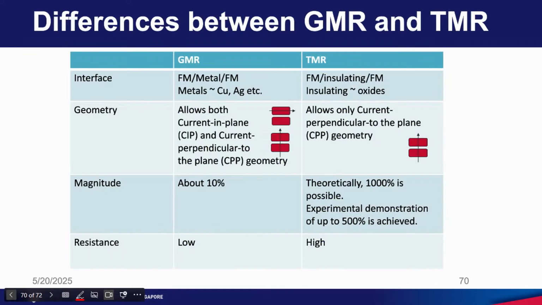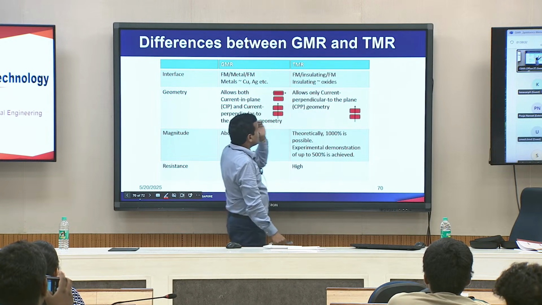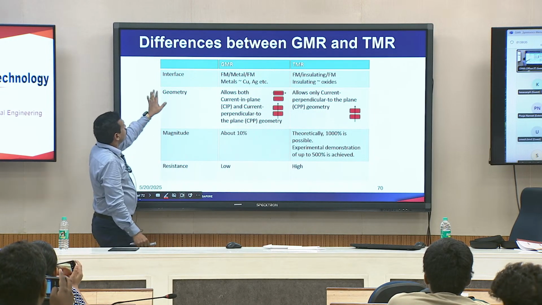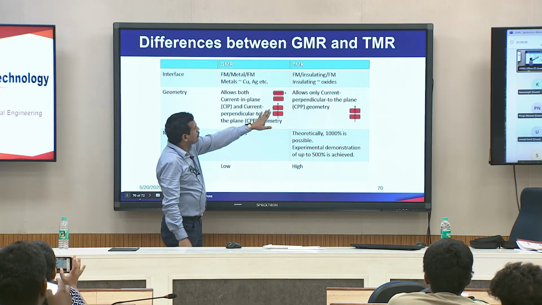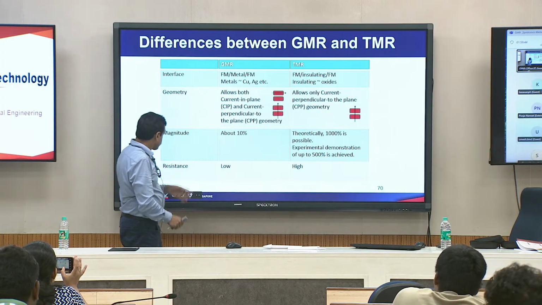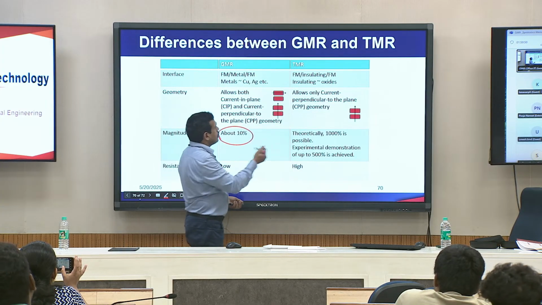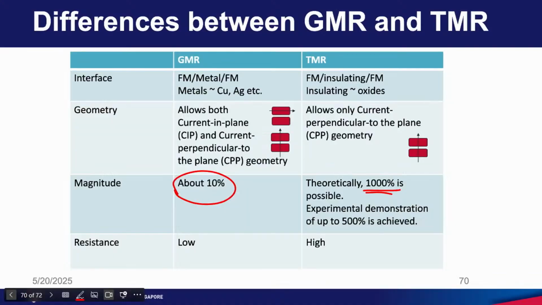Okay, so, in this slide I have summarized the difference between GMR and TMR. GMR is basically ferromagnetic material, metallic spacer, ferromagnetic material. TMR is ferromagnetic material, insulating material, ferromagnetic material. And in GMR you can use both current in plane and current perpendicular to the plane. In TMR you can only use current perpendicular to the plane. GMR is usually a very low value, around 10%. TMR theoretically 1000% is possible. In the lab people have demonstrated 500%. In the industry people can achieve 200% TMR.